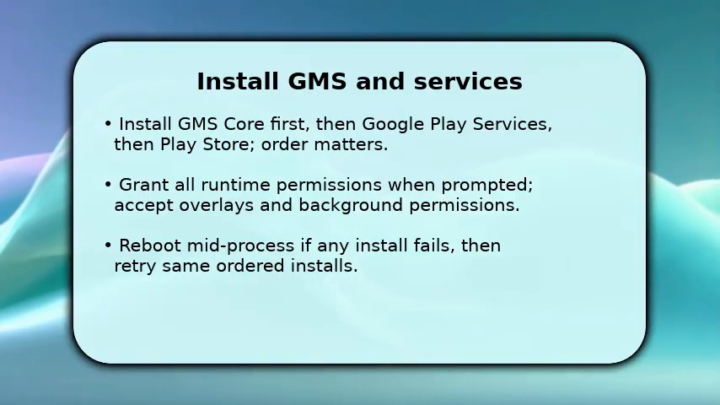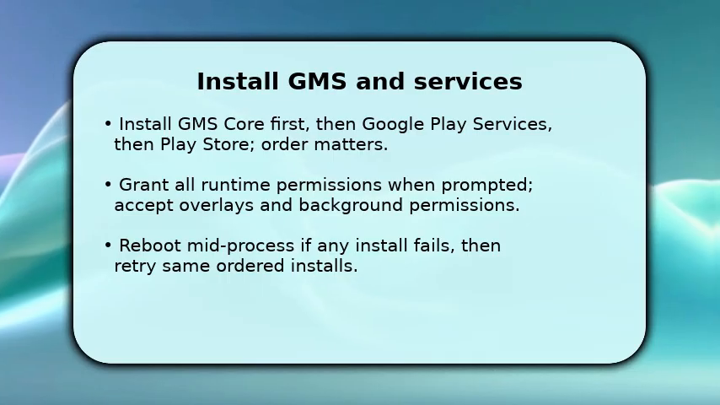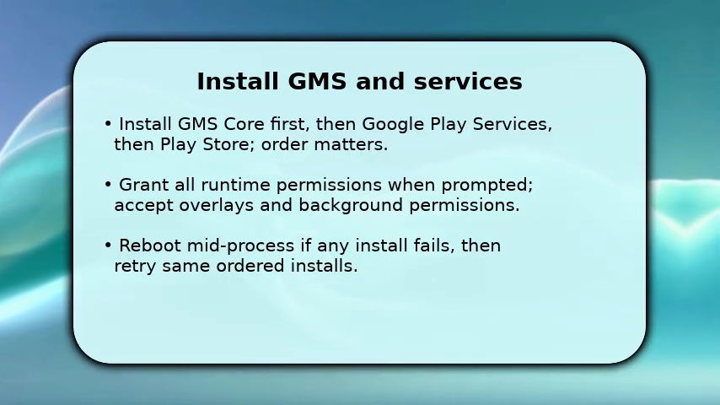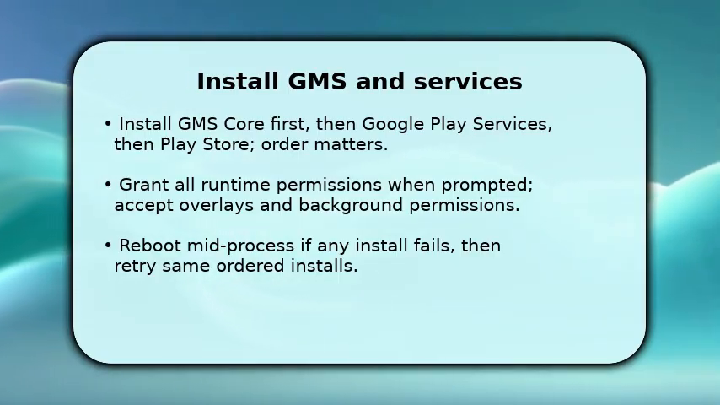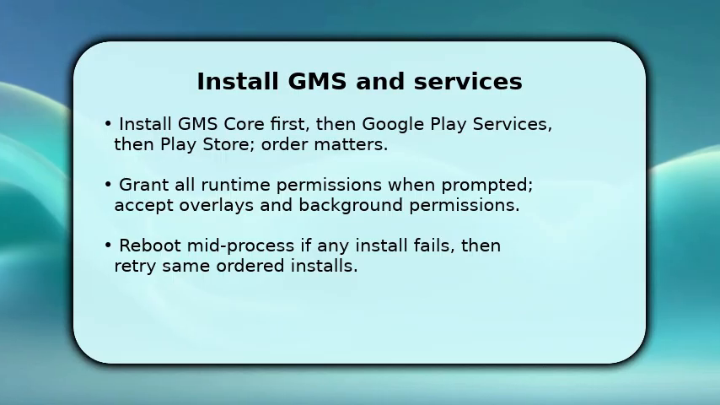Start with GMS Core, tap Install and allow all requested permissions. After that, install Google Play Services. This is the engine that lets apps connect to Google APIs, so grant overlays, background activity, and location if asked. Finally, install the Google Play Store APK.